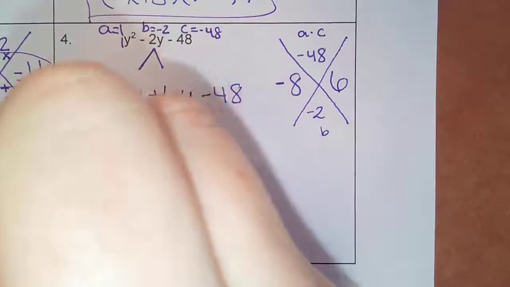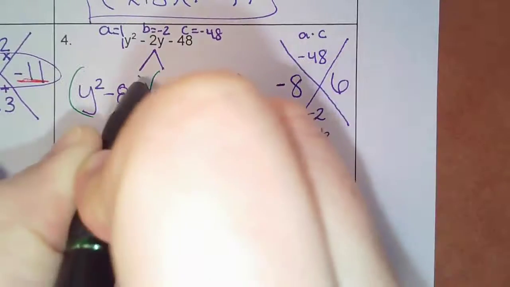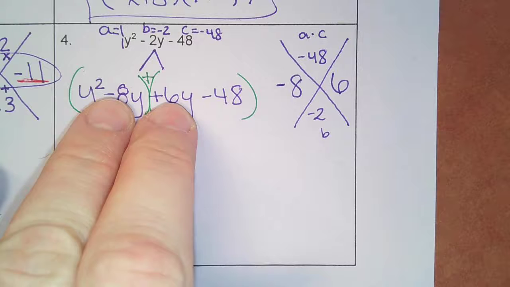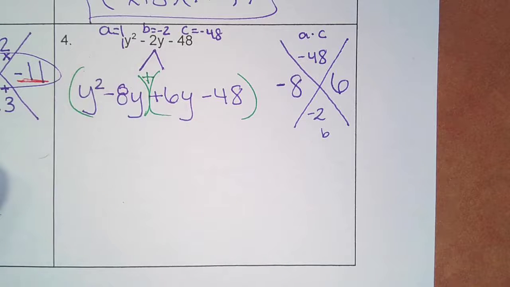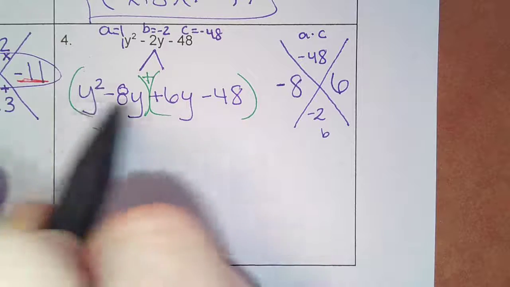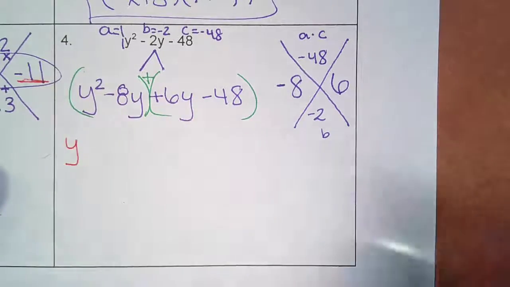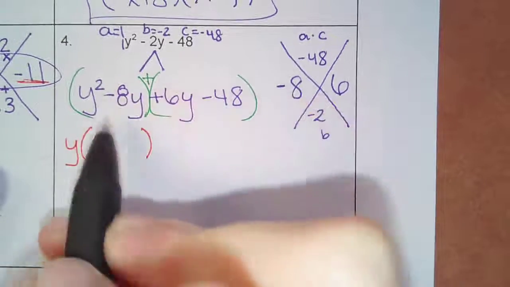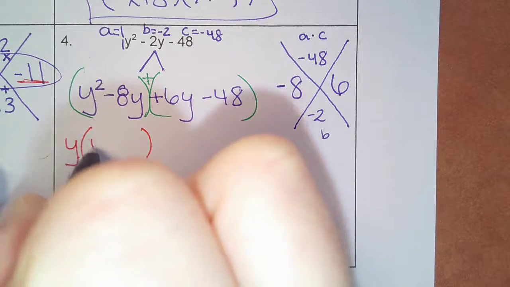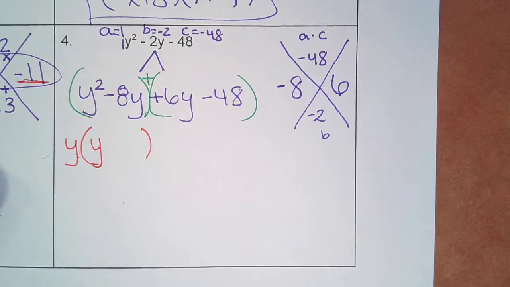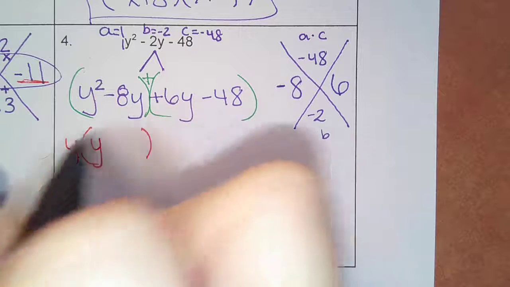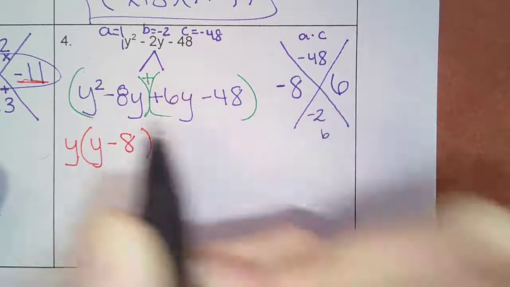Parenthesis party, first two together, last two together, plus sign between them. And again, these could have been flip-flopped, it still would have worked. GCF of the first binomial is just y. Y squared divided by y is y to the first. Negative 8y divided by y is negative 8.